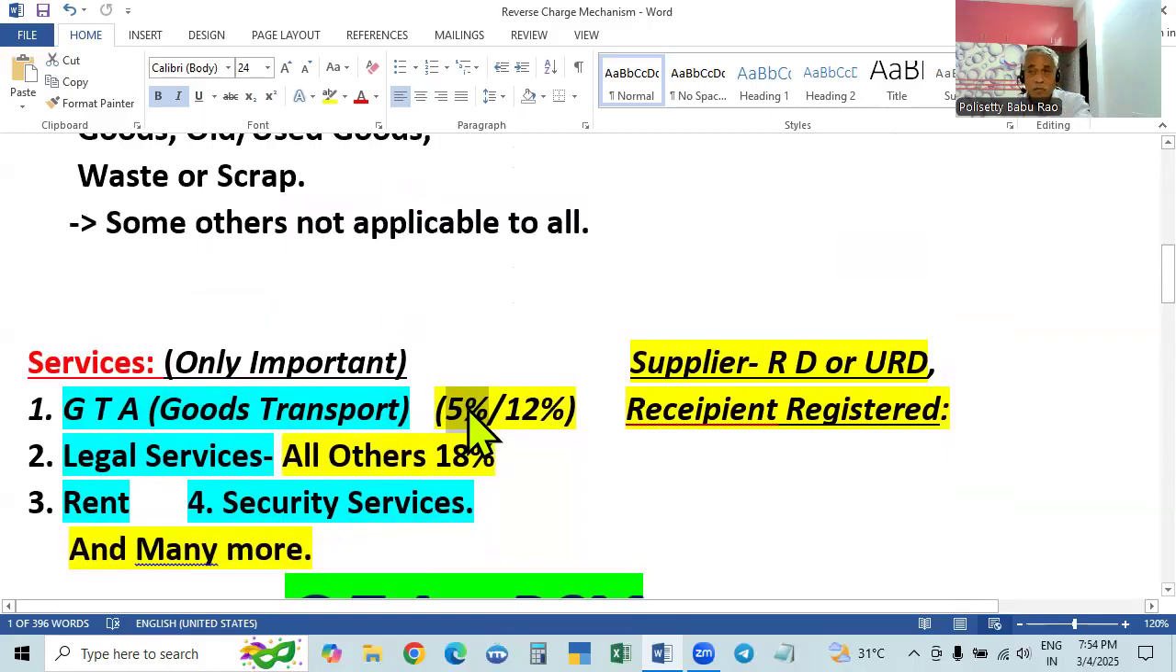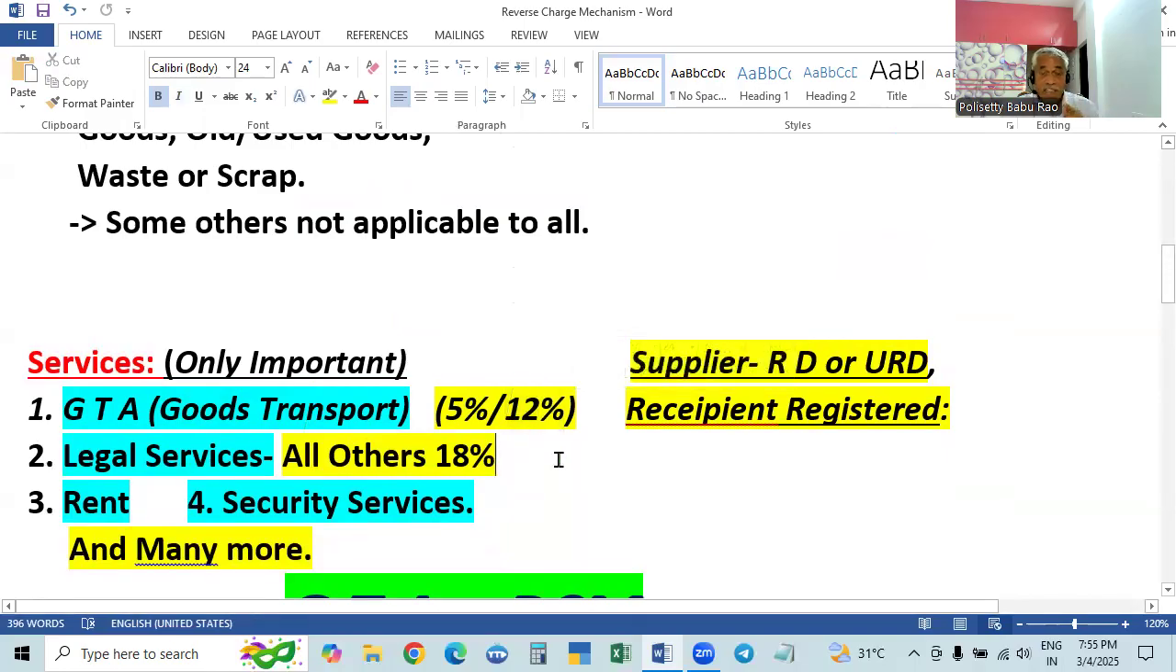But in the last 2-3 days, the government has given one option only to registered GTA. For unregistered GTA, GST is not applicable, so there is no option. Only RCM will be applicable. But for a registered Goods Transport Agency, one option is given. He can opt or select.